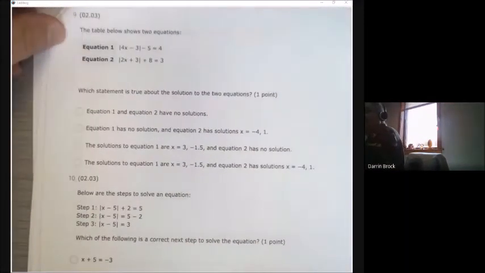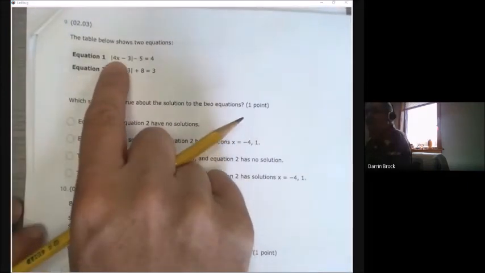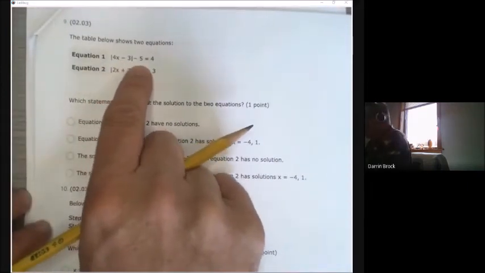All right. Let's look at the next one. The table below shows 2 equations. Oh, now we're in absolute value. Absolute value of 4x minus 3, minus 5 equals 4.